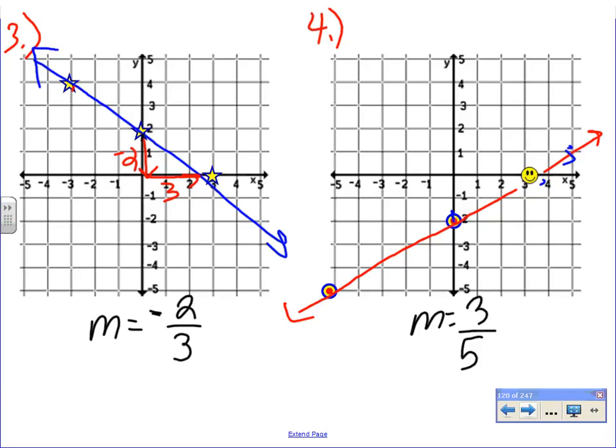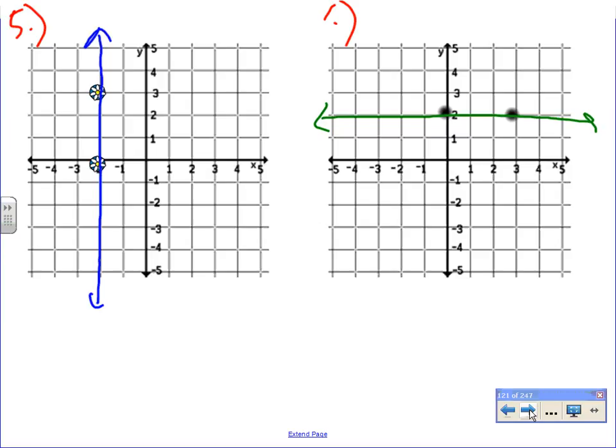If I pick this point down here, I go up 3, and I go to the right 5, so those are both positive, up 3 over 5. Questions? No? Okay, this one was a little trickier. If I chose this point and this point, then I would go up 3, right? But how many do I go left or right? 0. Does anybody know what that slope is called? There's a word. It starts with a U. Grace? Yes. Good job. Undefined.